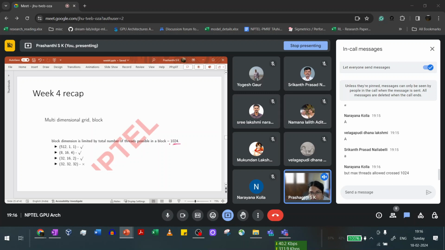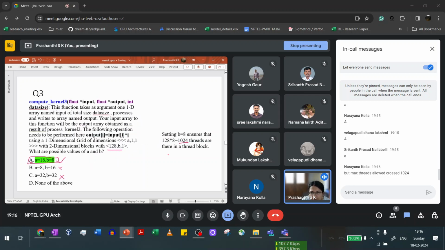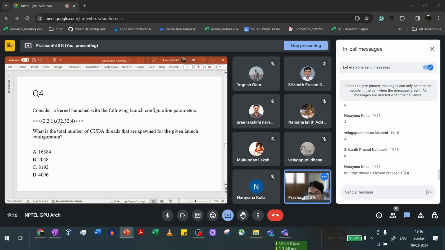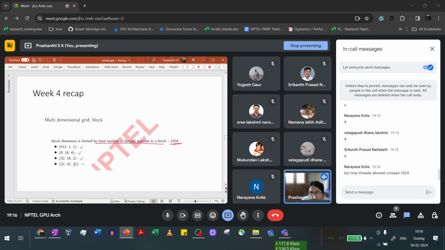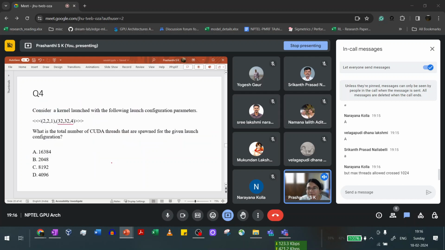So this limitation of 1024 is the total number of threads possible per block, not the total number of threads across all blocks. So here, if you multiply 32 into 32 into 4, you will notice that it is still within 1024, right? Okay, I see what you mean. You're talking about the 32, 32, 4. Okay, fair enough.